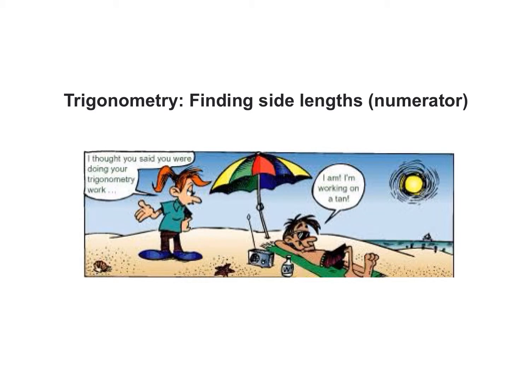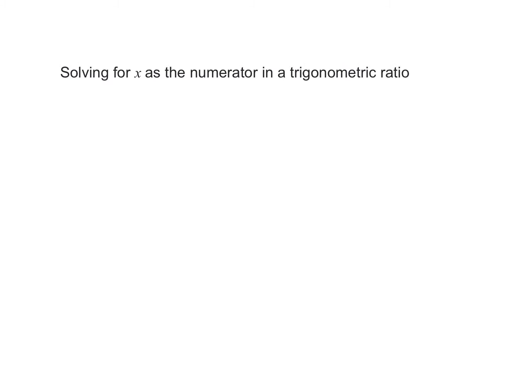Hi, Mr. Eaton here, and today we're going to be using trigonometry to find the side lengths. We're also going to focus specifically on finding the numerator. If we know what the denominator is, but we don't know what the numerator is, how do we go about solving that equation? So how do we go about solving for x as the numerator in a trigonometric ratio?